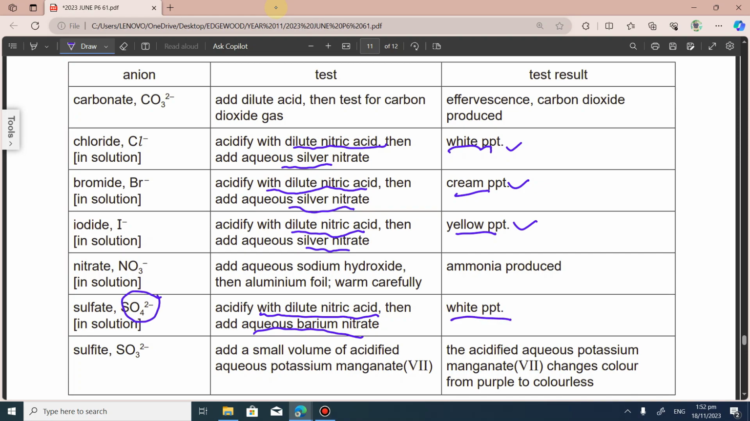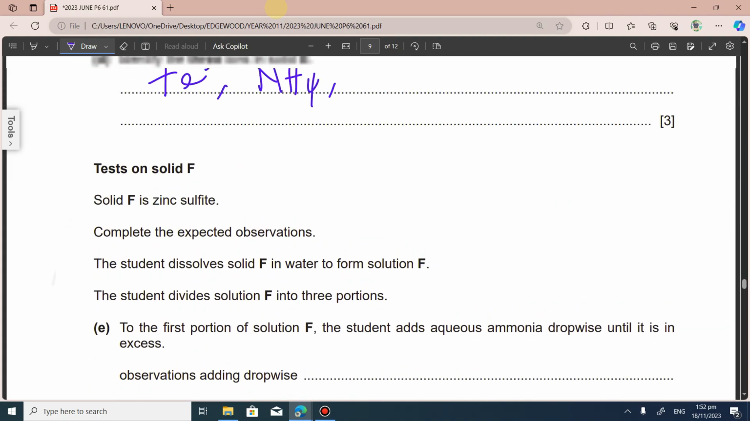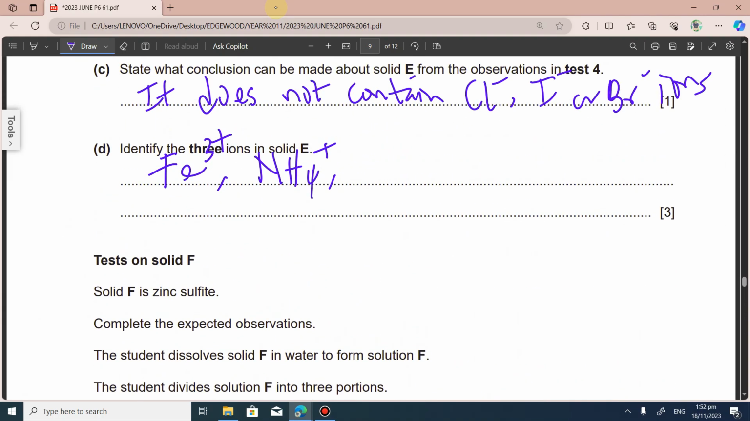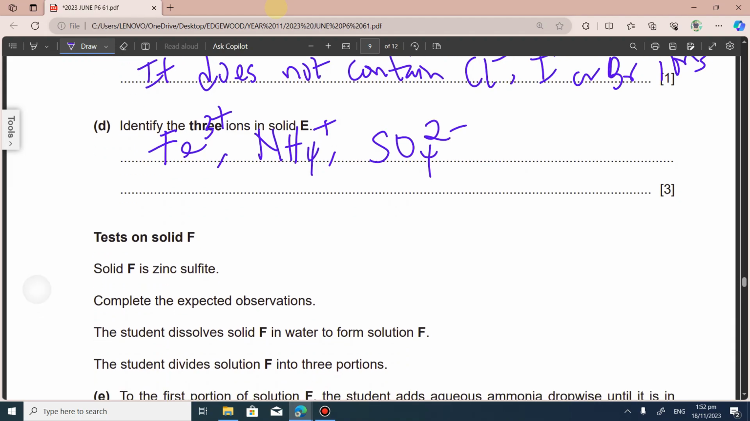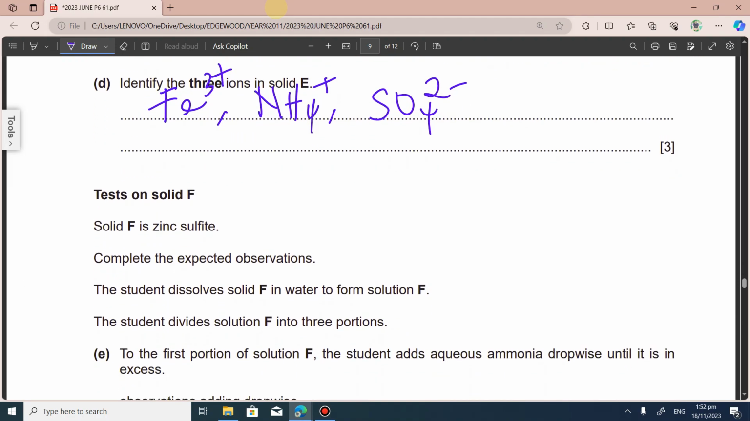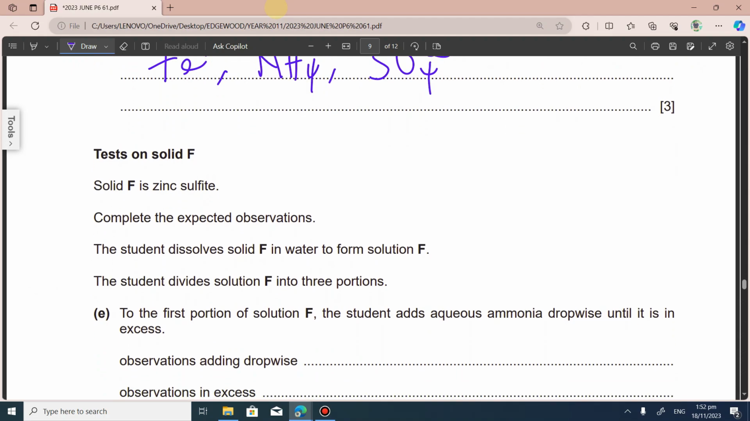So that means this is the last ion that is present in solid E. So we have SO4 2-. So that is how to use the information you are given to answer the questions. It's really very simple. Now, the next question says the test on solid F. So we are done with solid E. We are going to test on solid F.